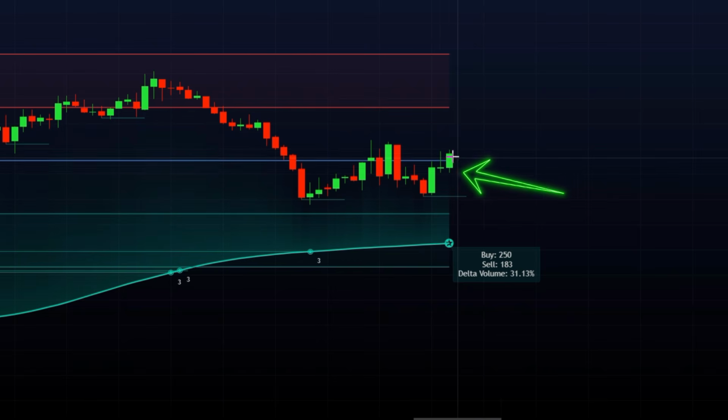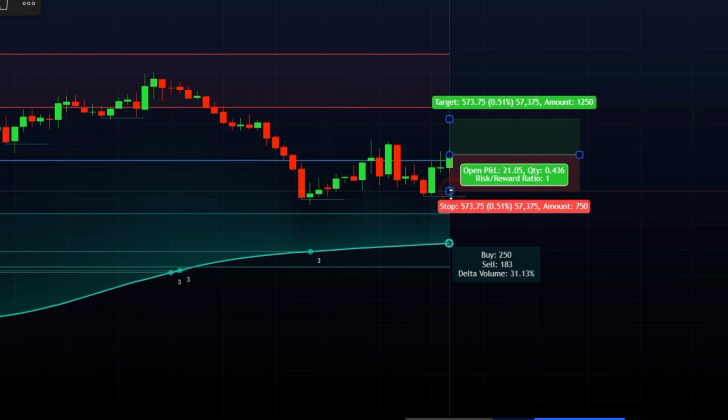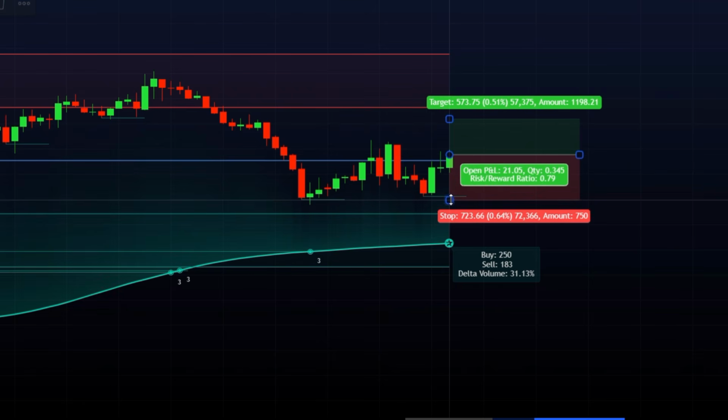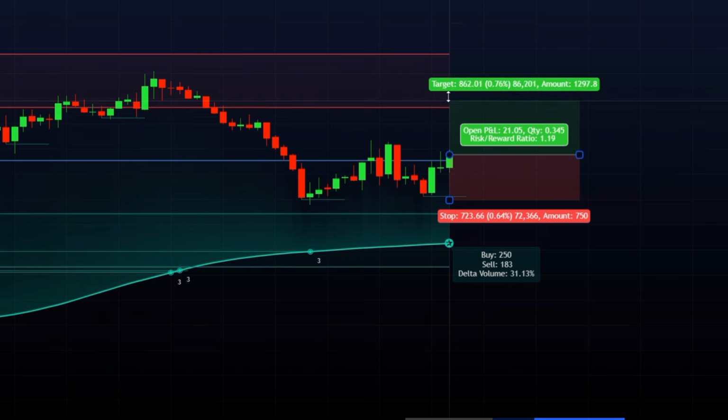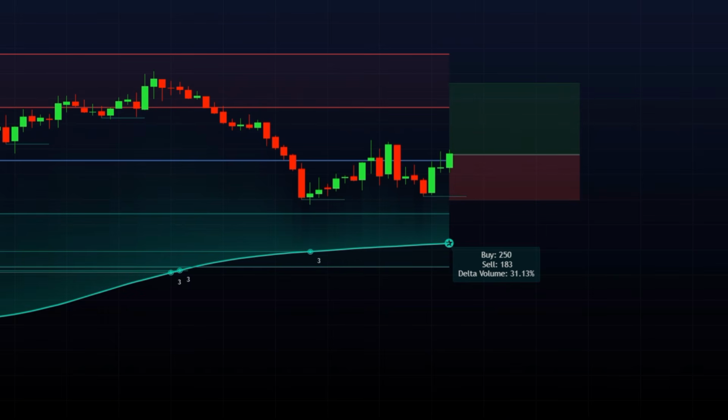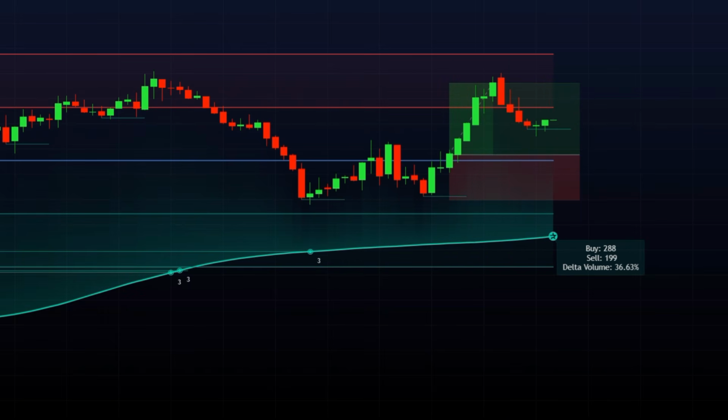Signal. We do not enter yet. We wait for a strong bullish candle to close outside of the green zone. That is our entry signal. Place your stop loss below the low and aim for a 2-to-1 reward.